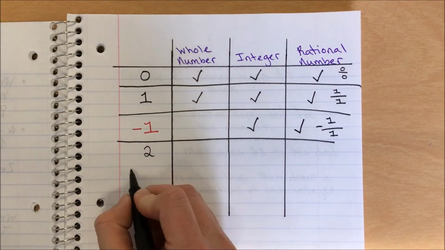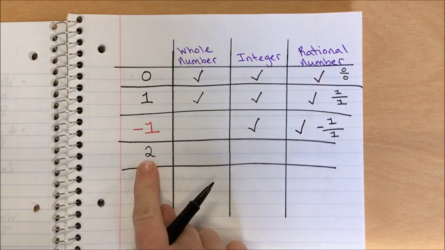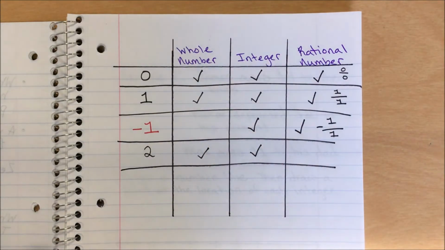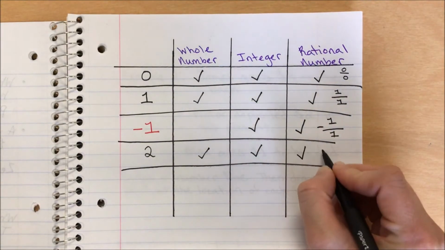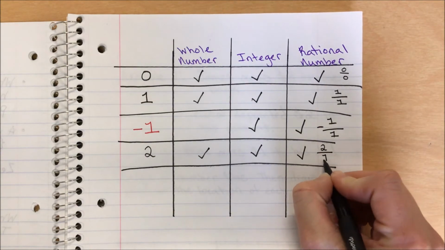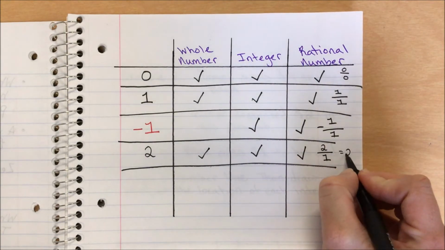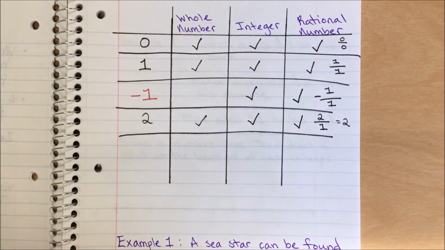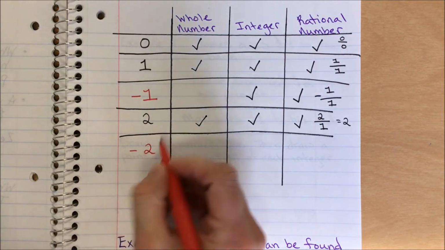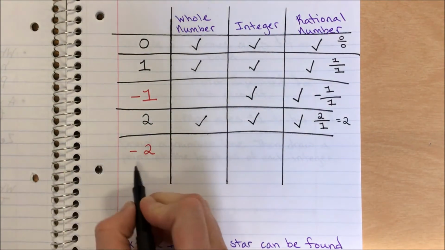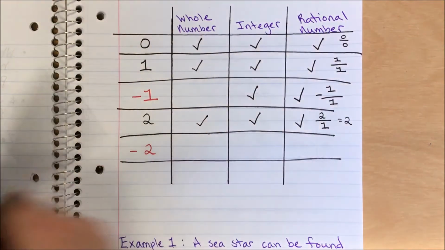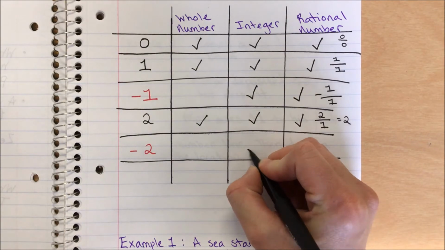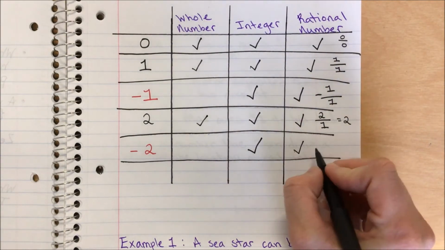Next we have positive 2. We know it's a whole number. We know it's an integer. And we know that we can also write positive 2 as 2 over 1 in fraction form. That's the same as 2. So it is a rational number. What about negative 2? I know you're thinking, nope, that's not a whole number because it's negative. I know it is an integer, and it is a rational number.